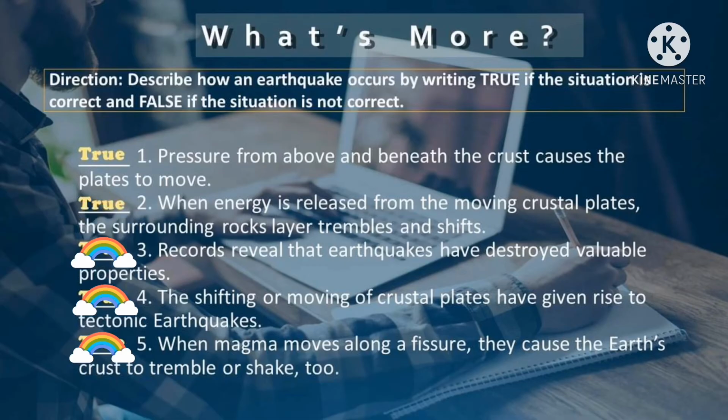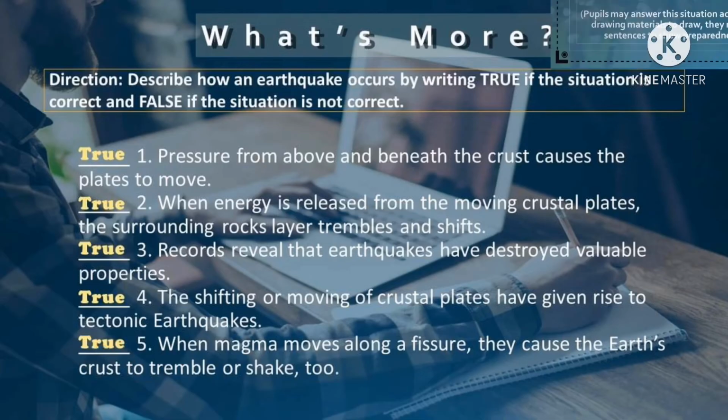How about number 3? Records reveal that earthquakes have destroyed valuable properties. What is your answer for number 3? You're correct. That is true. How about number 4? The shifting or moving of crustal plates have given rise to tectonic earthquakes. What is the answer for number 4? Yes, that is true. How about the last number, number 5? When magma moves along a fissure, it causes the crust to tremble or shake too. What is the answer for number 5? Yes, that is also true.